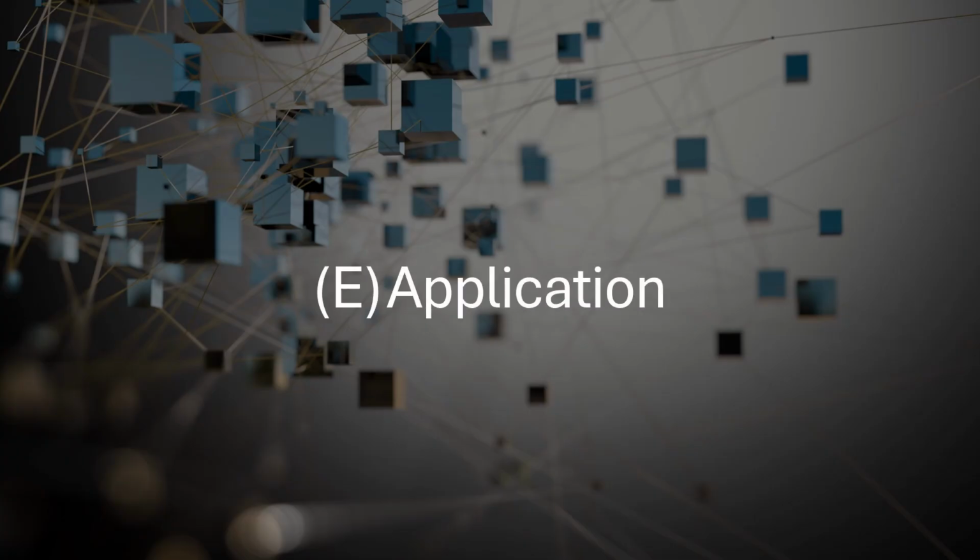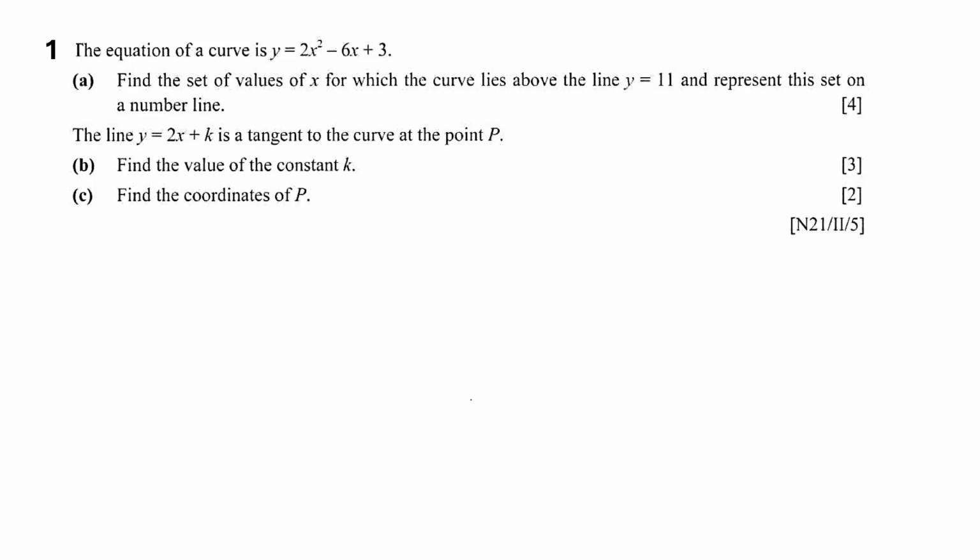Right, so now let's come to the favorite part, that is applying what we have learned. This is an O-level question from the year 2021, paper 2, question 5. You're given the equation of the curve: 2x squared minus 6x plus 3. Part A: find the set of values of x for which the curve lies above the line y equals 11, and represent this set on a number line. So there are two things we need to do: find the set of values of x, and also represent the answer on the number line.